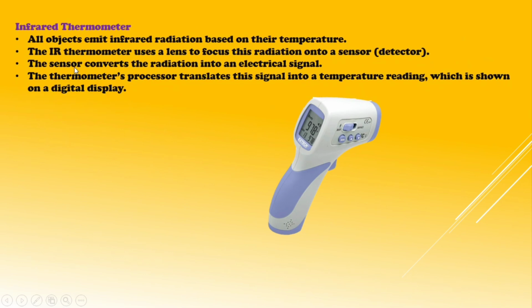Infrared thermometer. All objects emit infrared radiation based on their temperature. The IR thermometer uses a lens to focus this radiation onto a sensor or detector. The sensor converts the radiation into an electrical signal. The thermometer's processor translates this signal into a temperature reading which is shown on a digital display.